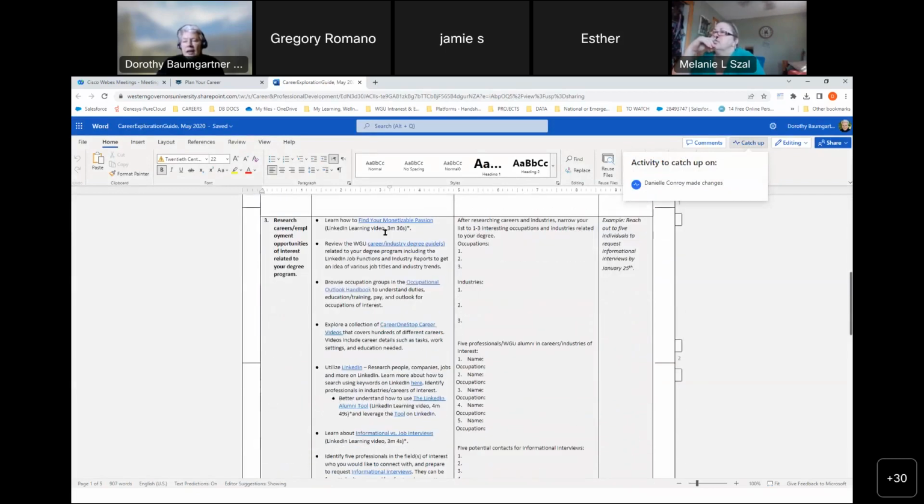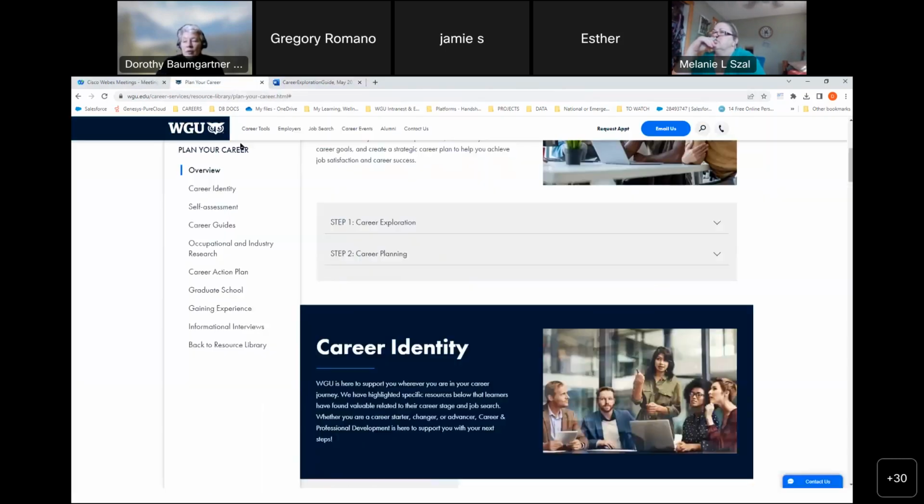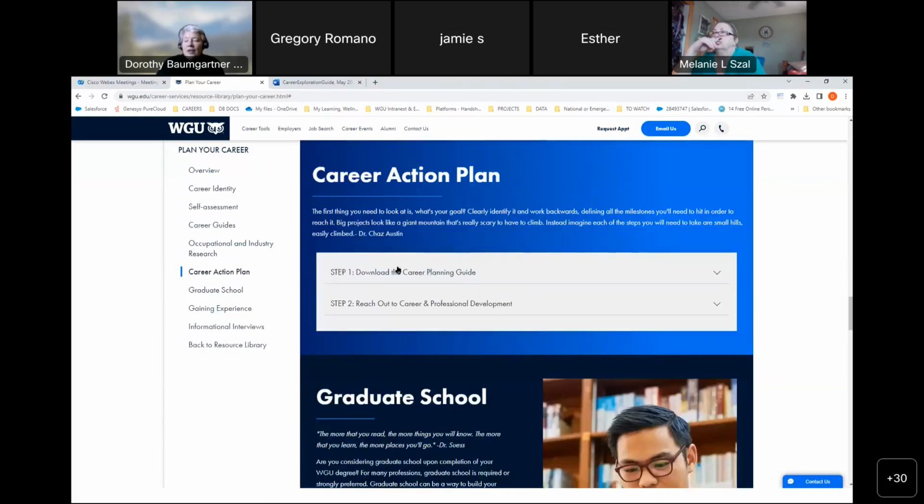These kinds of guides give you a structured approach to go step by step, and it's got links to a ton of different things. So look for those kinds of things. But there's self-assessments, there's ways you can do industry and occupational research. If you're going to grad school, there's some information there. Here's an action plan, a career action. Here's a career planning guide. There's another one of those guides.